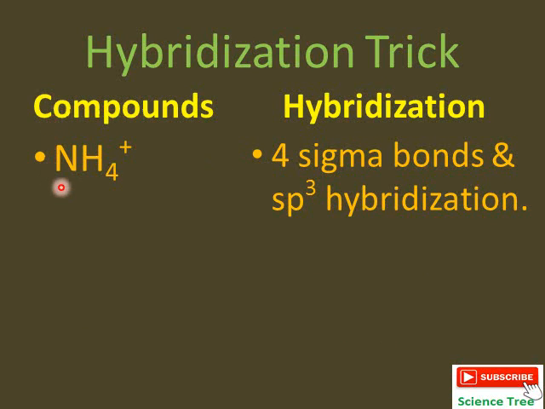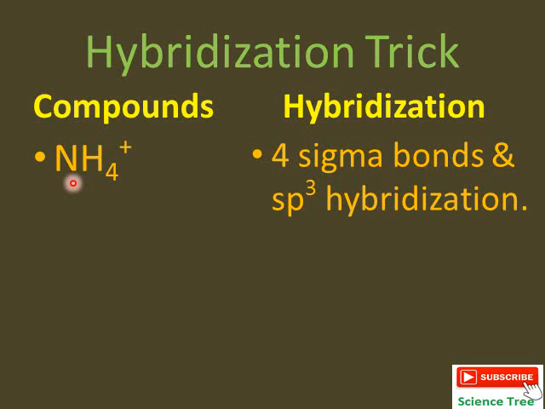Now here is the ion. This trick can also be applied on ions, but you should know that if I have a positive sign on my ion, I have to cut the electrons. And if I have a negative sign on my ion, I have to add the electrons to the central atom. So I will move this charge to my central atom. And what is the central atom? Central atom is nitrogen.